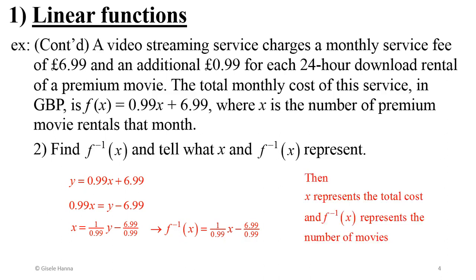In order to be able to interpret your variables, what you have to do is go back to the original variables before you swap them or switch them. So x represents the total cost and f inverse represents the number of movies rented.